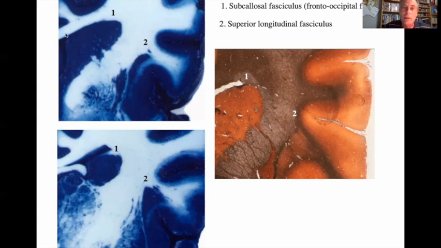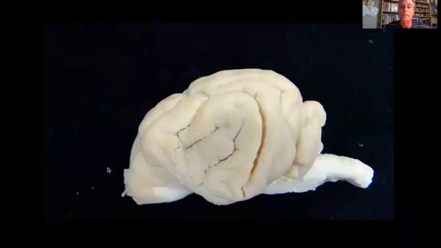And here, very medial to the centrum semiovale and dorsal to the most lateral portion of the caudate nucleus is the subcallosal fasciculus. It's a fronto-occipital fasciculus, right? Because here we have the corpus callosum. Okay? So this fasciculus is located just on top of the lateral aspect of the caudate nucleus. This is the tail of the caudate nucleus.